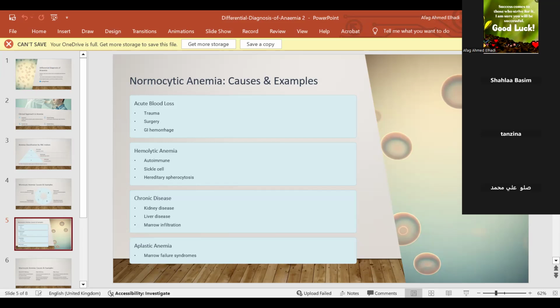By contrast, in anemia of chronic disease, the ferritin will be high, so the opposite, and the iron will be low, same as iron deficiency anemia. So both of them iron is low, and the total iron binding capacity will be low. So in anemia of chronic disease, we will find high ferritin and low total iron binding capacity.